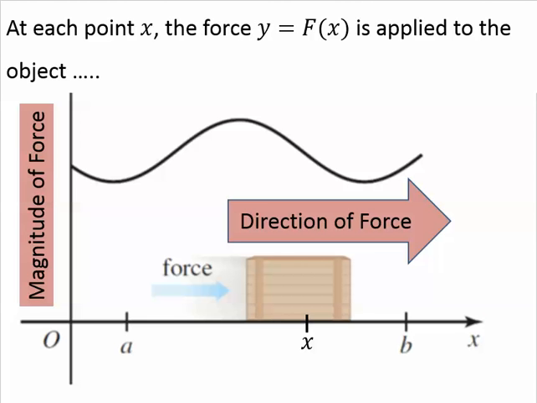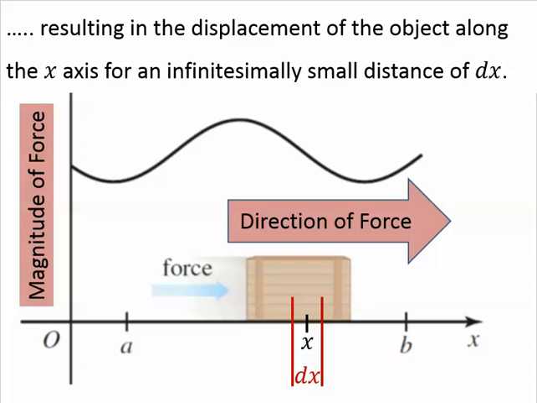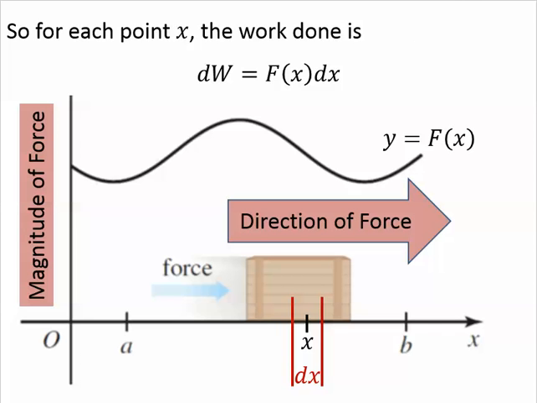At each point x, the force F is applied to the object, resulting in the displacement of the object along the x-axis for an infinitesimally small distance of dx. So at the point x, there's a force F of x resulting in dx. So the work done for that one instant, for that one point x, is the force at that point times the displacement.